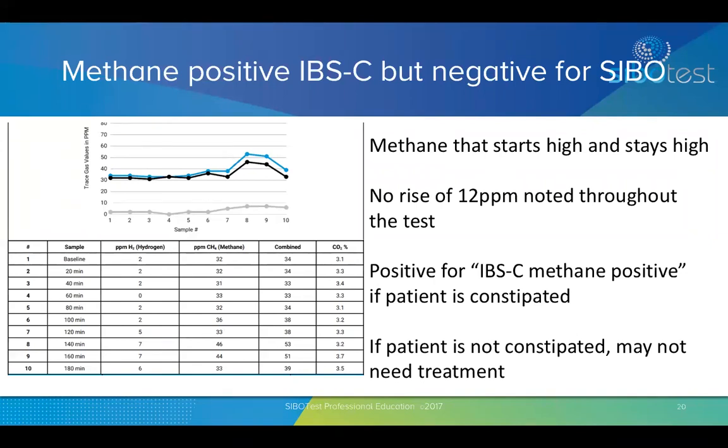That may not be their issue. So it's a really important concept to differentiate, because a lot of labs will report this as positive for SIBO, and I would disagree with that. That's a different phenomenon. I think I skipped a slide here.